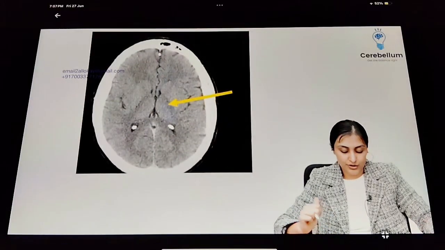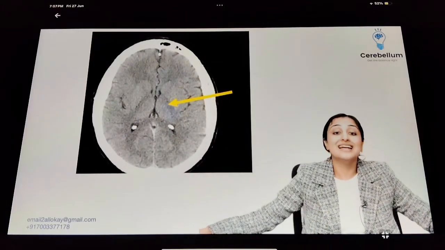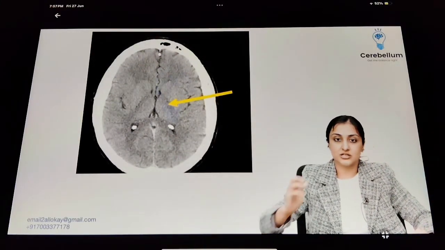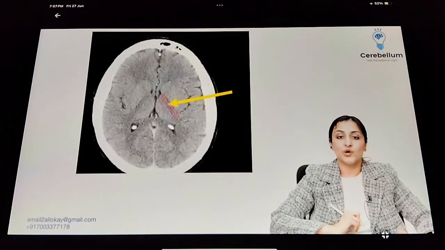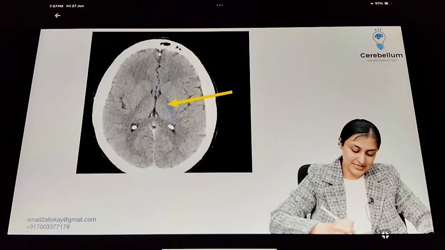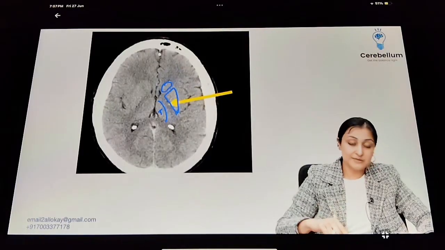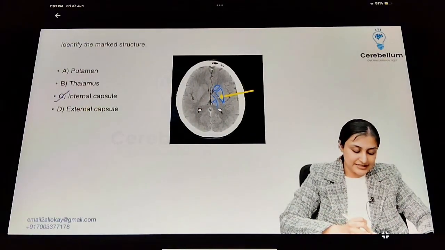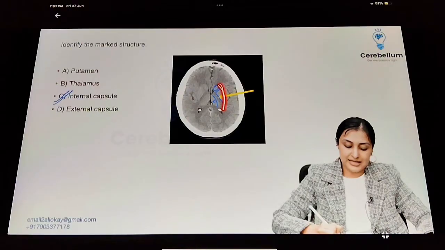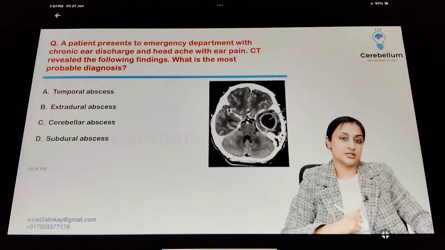Identify the marked structure. A lot of students mark this incorrectly, but look at the density. Is it basal ganglia or is it internal capsule? You can see this is darker. What is darker is white matter here. So you can see this is the thalamus, this is the lentiform nucleus, this is the caudate, and what has been marked where the arrow exactly is the internal capsule, and lateral to it lies the external capsule. So this is the internal capsule here.